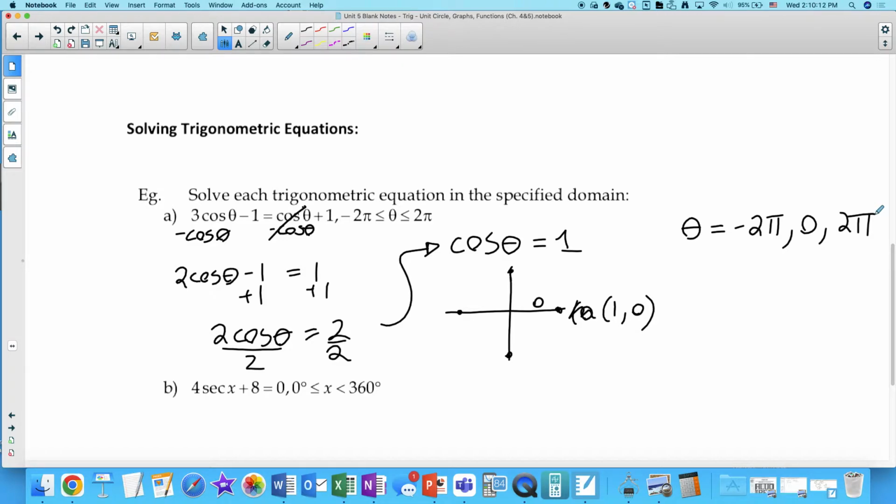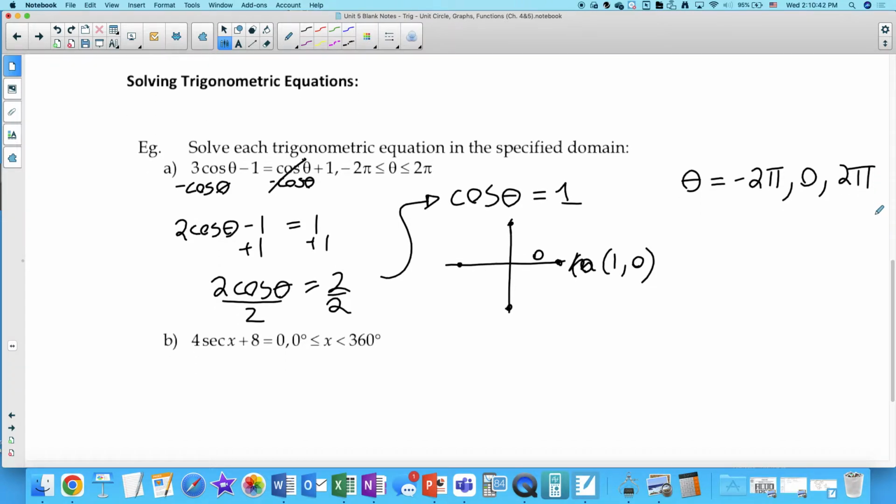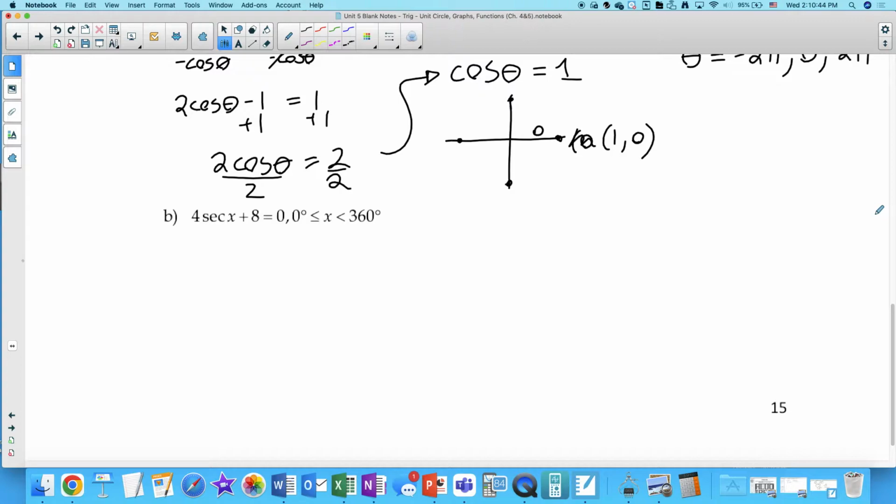Okay, now these trig equations, they notoriously give you a domain sometimes where one end is inclusive and the other end is not. So you have to just watch out for that and pay extra attention to those inequalities to see whether they're inclusive or not. Because if this just went from negative 2 pi is less than theta, which is less than 2 pi, then we wouldn't include this one. Okay? All right, let's look at another one.